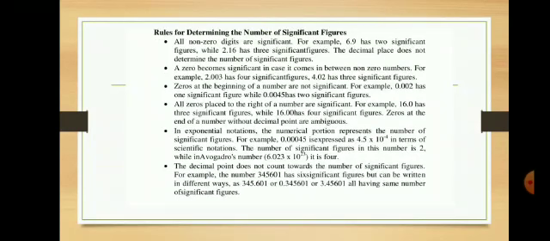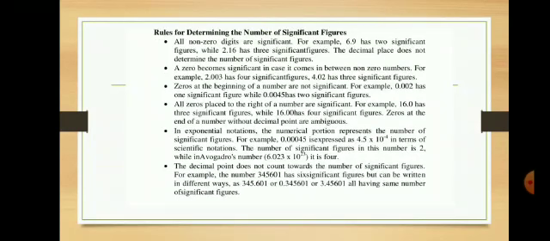Fifth point, in exponential notations, the numerical portion represents the number of significant figures. For example, 0.00045 is expressed as 4.5 into 10 power minus 4 in terms of scientific notation. The number of significant figures in this number is 2. While in Avogadro's number, that is 6.023 into 10 power 23, it is 4.